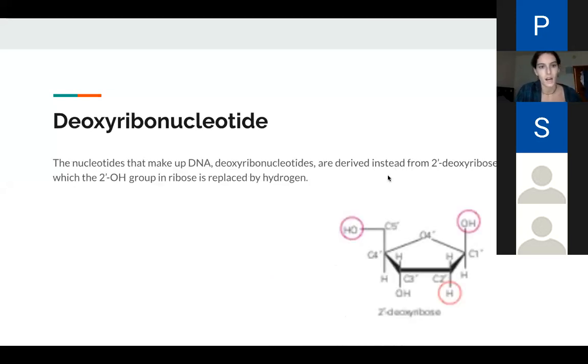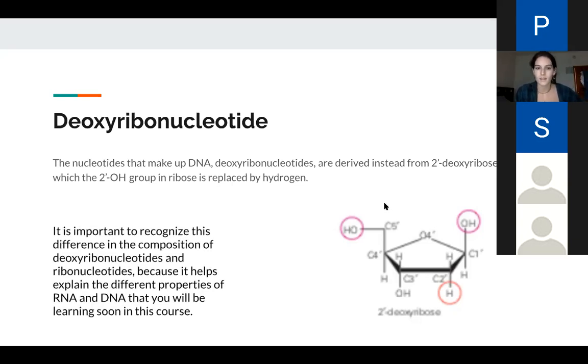And then the deoxyribonucleotides, the nucleotides that make up DNA, are not derived from ribose. They're instead derived from 2' deoxyribose, in which the 2' OH group in ribose is replaced by a hydrogen. So that's the easy way to tell whether it's DNA. It's very important to recognize that there's a difference in composition, even though it seems like one small change.